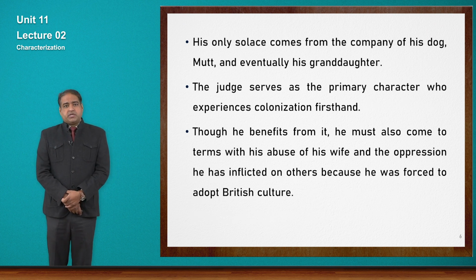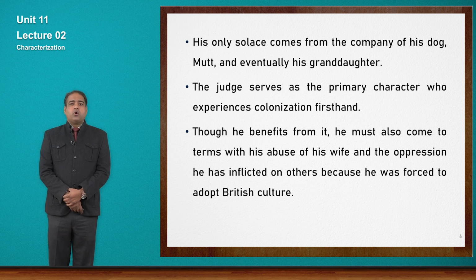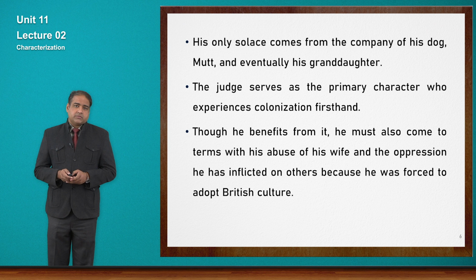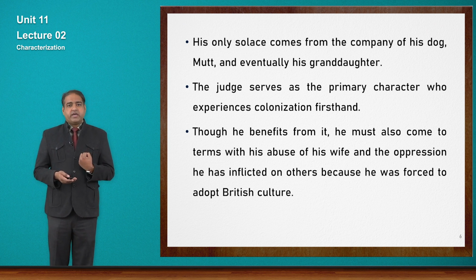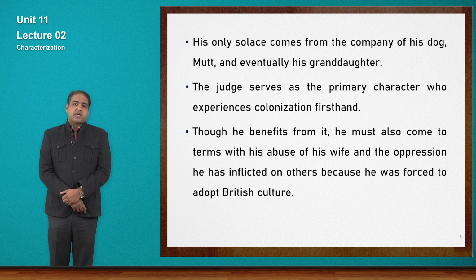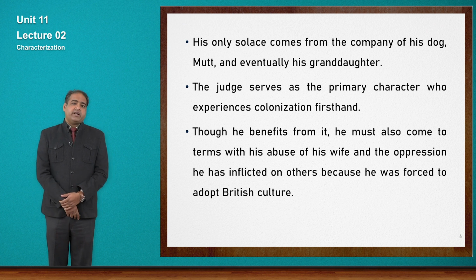His one solace comes from the company of his dog, Mutt, and eventually his granddaughter. So, friends, in the present time, the only comfort in the life of the judge is because of the presence of his dog Mutt and his granddaughter Saeed. So these two people are there to console him, to comfort him, with whom he can share his feelings, etc. The judge serves as the primary character who experiences colonization firsthand.